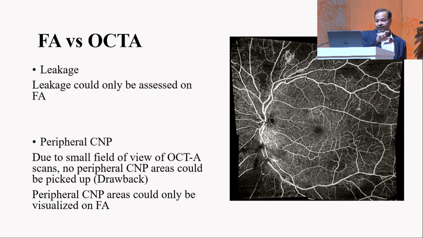Coming to leakage, as Devesh highlighted, leakage can only be assessed on fluorescein angiography. Peripheral CNPs can be seen on OCTA, but the limiting factor as of now is that we cannot do wide field OCTAs. So the view we can get on FFA, you cannot get on peripheral OCTA. It is the most important drawback, and I personally feel as the technology evolves, we'll be able to image the peripheral retina with OCTA, and this deficiency of OCTA would be resolved.